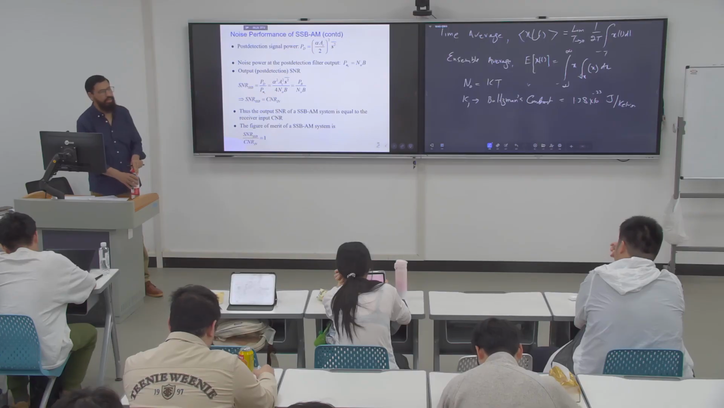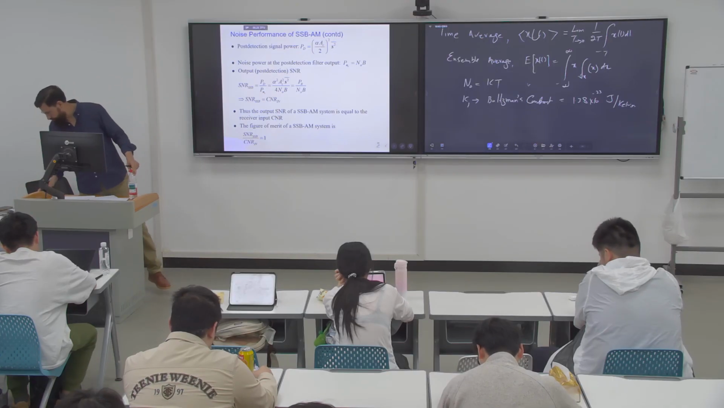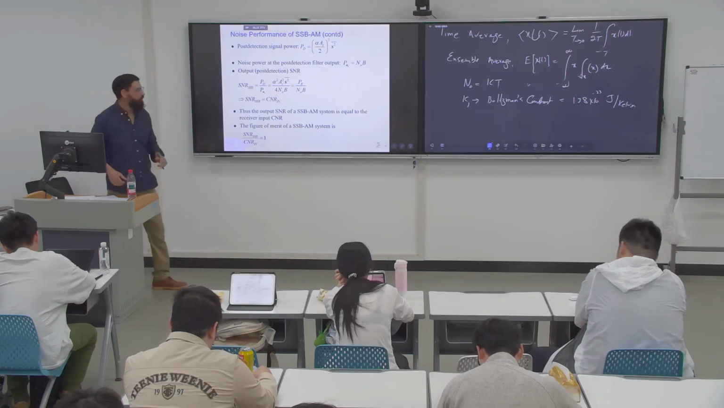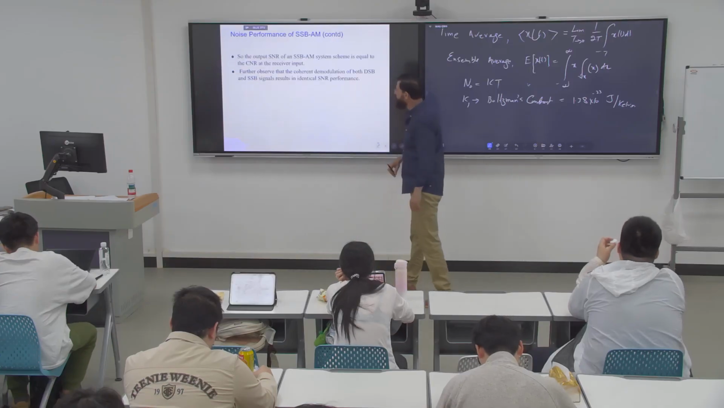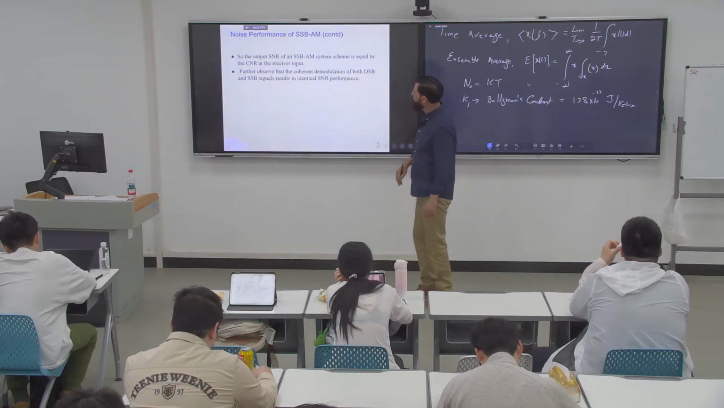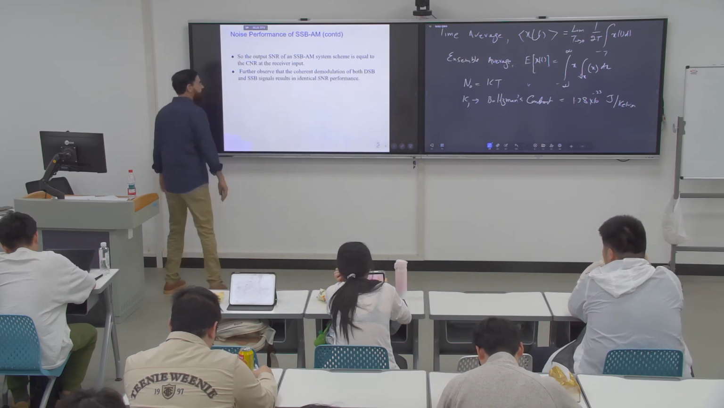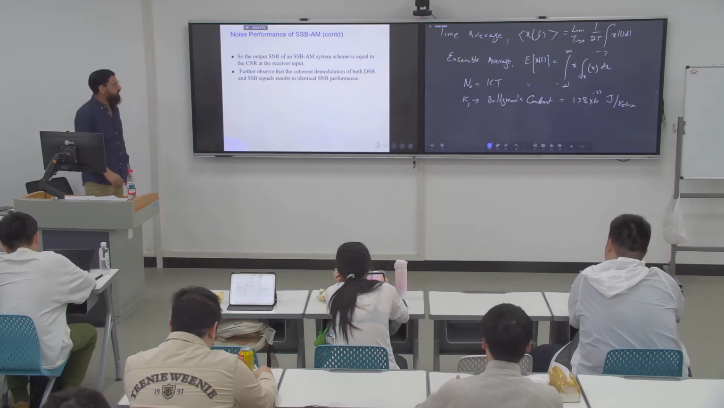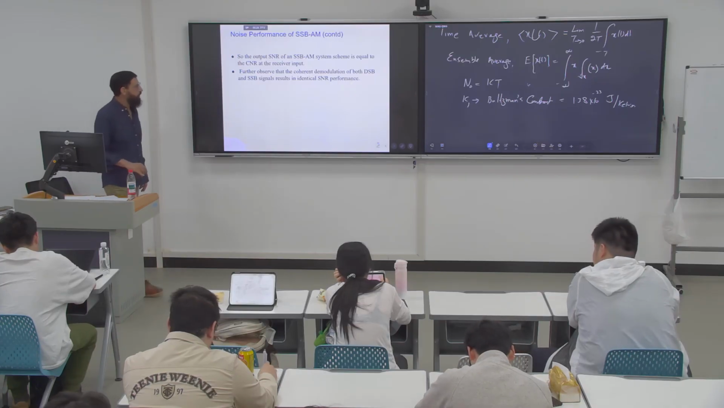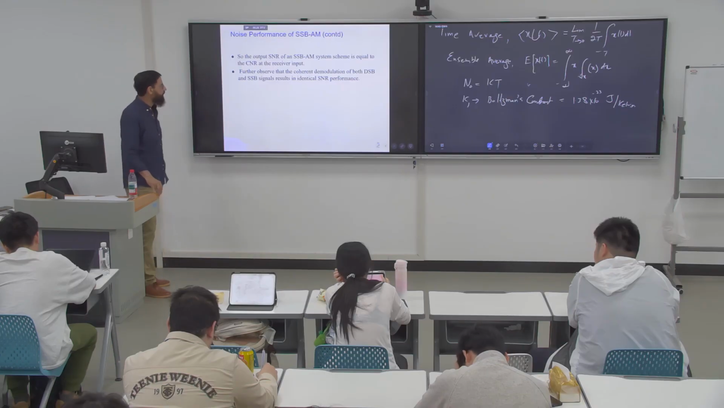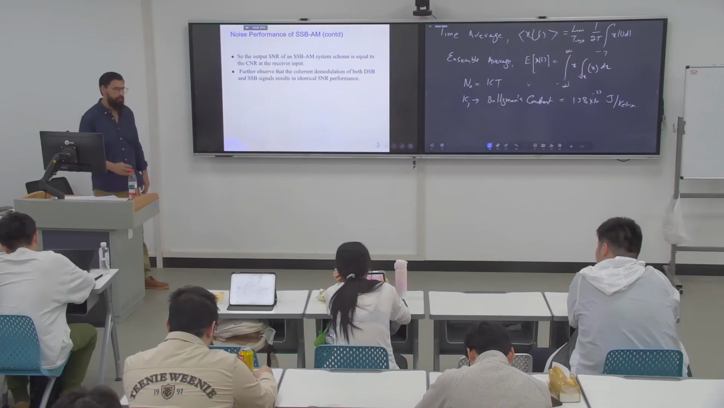The figure of merit again is 1, same as the figure of merit of the double sideband. Both are 1. So the output SNR of an SSB AM system is equal to the CNR at the receiver input. Further observe that the coherent demodulation of both DSB and SSB signals results in identical SNR performance.